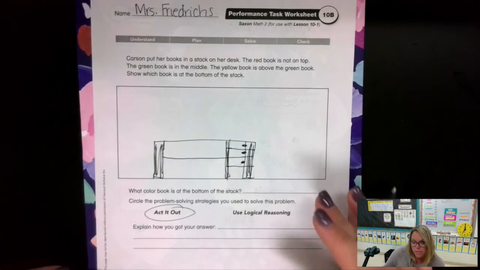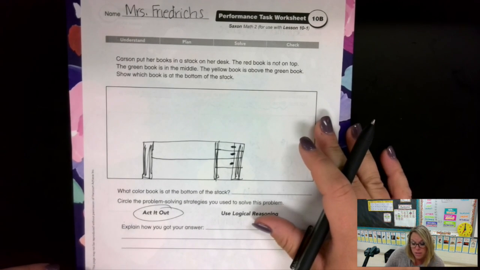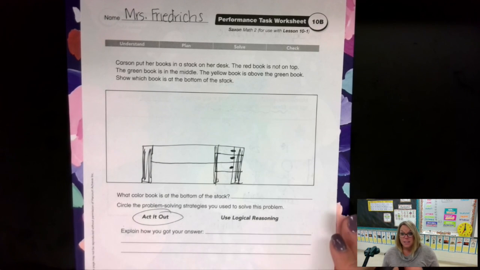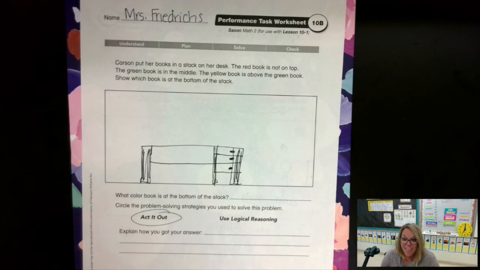Okay, so side B here is for your homework, so make sure that this goes back in your Tuesday folder when you are done. And then tomorrow we're going to move on to lesson 11. We're going to have our math test at the end of the week.